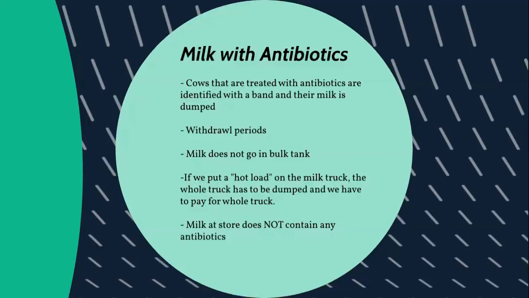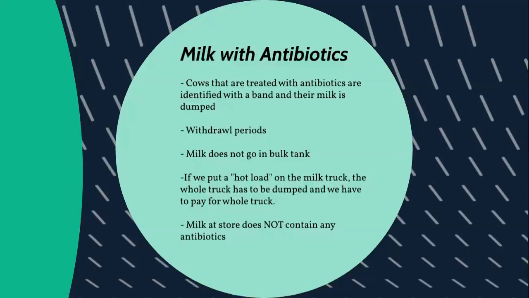All antibiotics have withdrawal periods, and withdrawal periods are dependent on what type of antibiotic you're using. Sometimes it can be 2 weeks, 1 week, 5 days. It all depends on the antibiotic and its half-life, how soon the body can metabolize the antibiotic and get it out of the system. Milk that has antibiotics in it does not go in the bulk tank, like I mentioned. If it does get in the bulk tank, we have to dump the entire bulk tank and clean out everything. If a treated cow's milk gets in, the whole bulk tank is dumped.